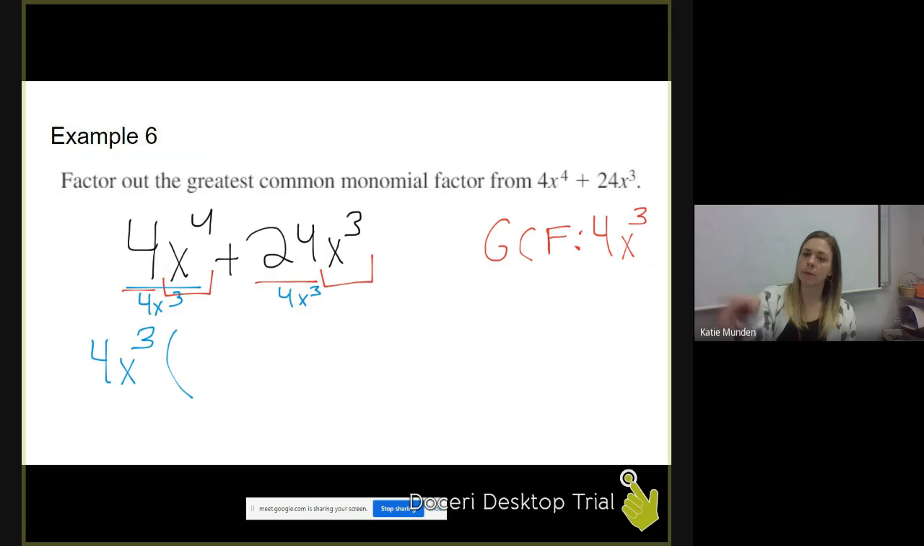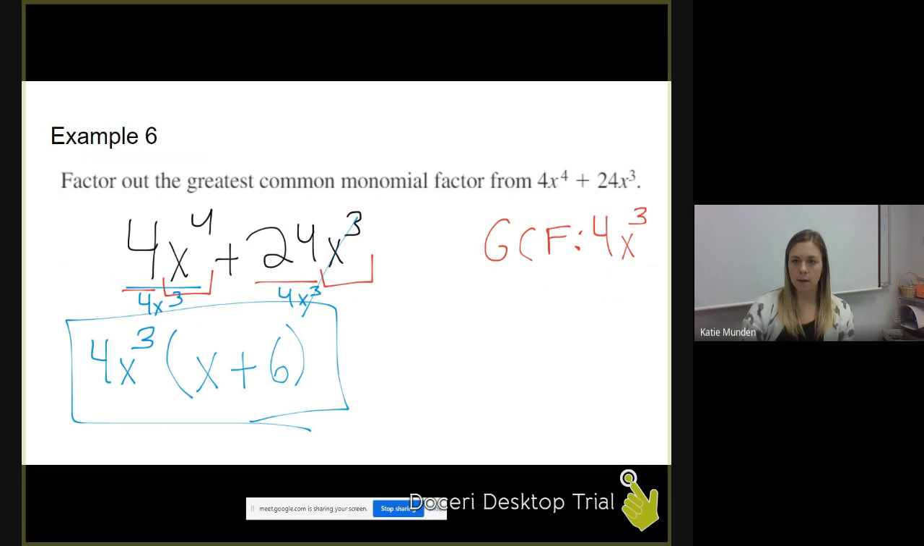I told you I'd do some animations. Okay, so go step by step. 4 divided by 4 would be 1. x to the fourth divided by x to the third: remember, we subtract the exponents. You'd have x to the first, or just x. Plus, okay, the x to the third, I'm going to cross those out. And you just need to do 24 divided by 4, which is 6.